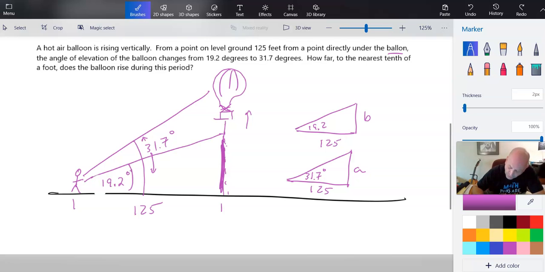And so over here, I know that tangent 19.2 is B over 125. So B is equal to 125 tangent 19.2. I'm going to run out of room again. And then down here A is 125 tangent 31.7, right? And so we can get those two measurements. Once we have them, we can subtract them.